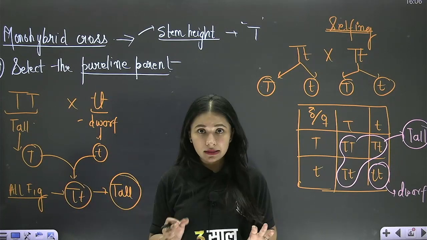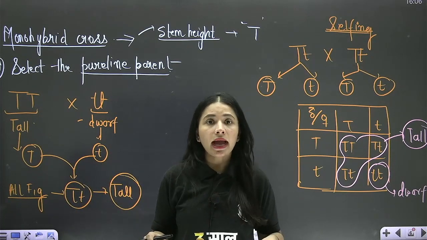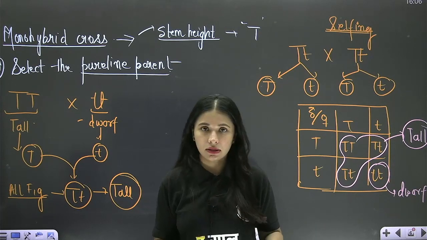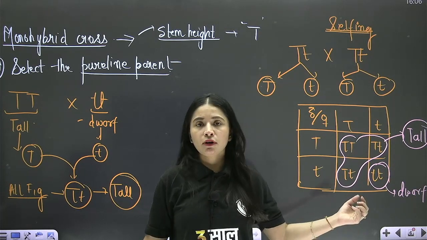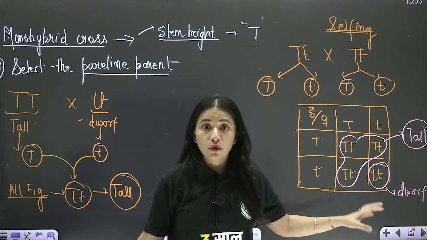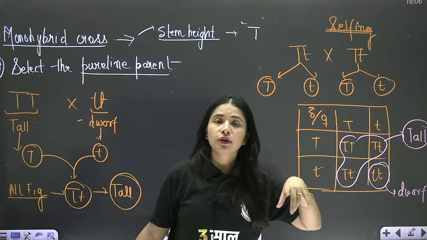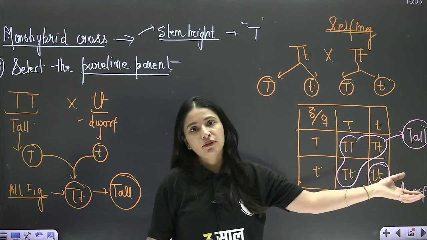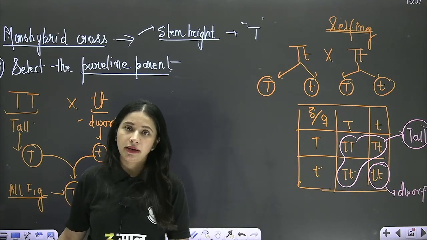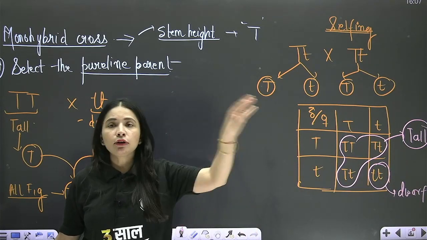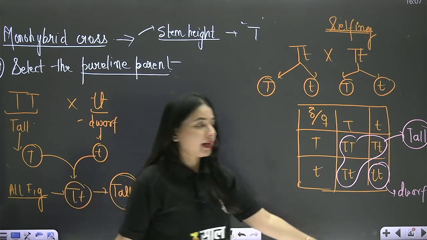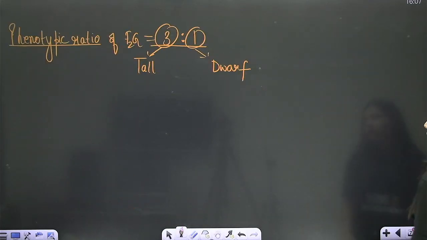So now like this, it proves that none of the characters of the parent is lost. Even the mother's character of being dwarf is shown by some of the offspring, not in F1 generation, then of course in F2 generation, right? Clear to everyone? Okay, very good. So this is the phenotypic ratio.